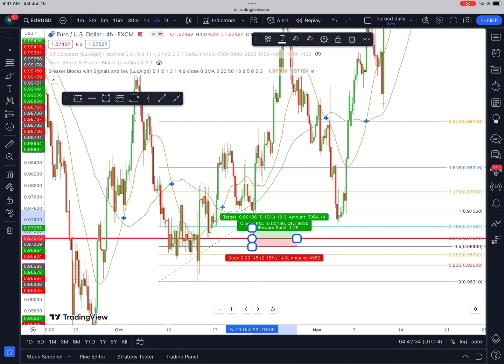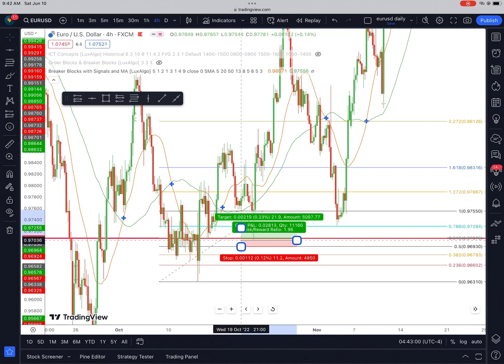Okay, so while you set your TP at 0.5, here is your entry, here is my stop loss, and here is my TP2. This is your TP2, which is a whopping 1:9.